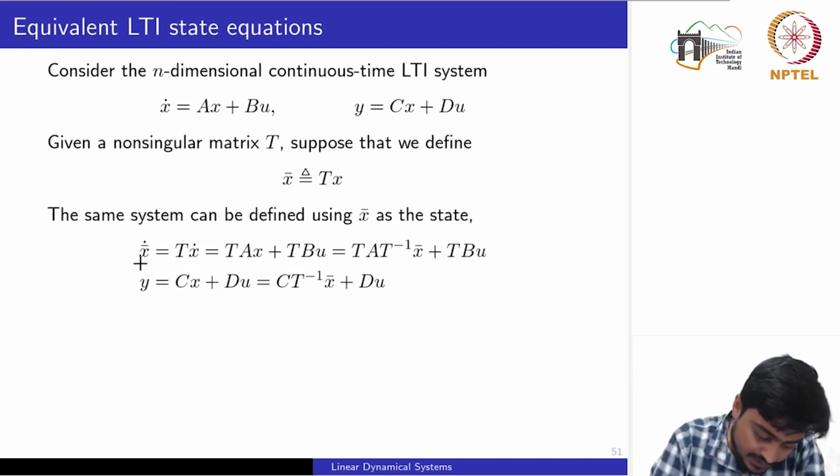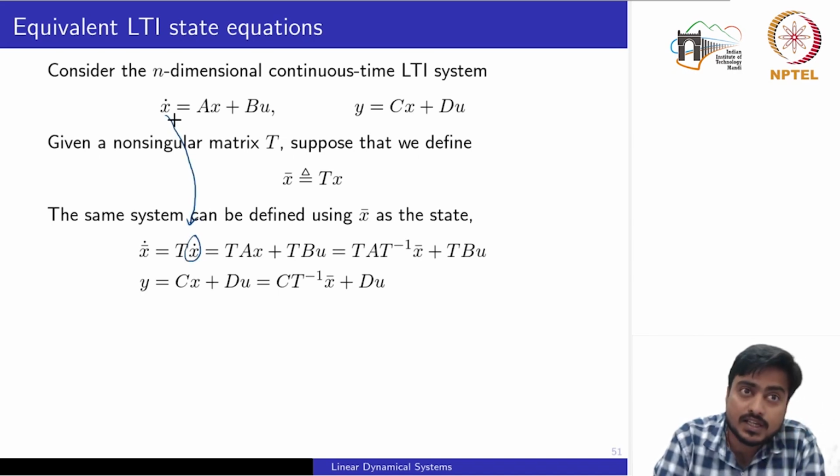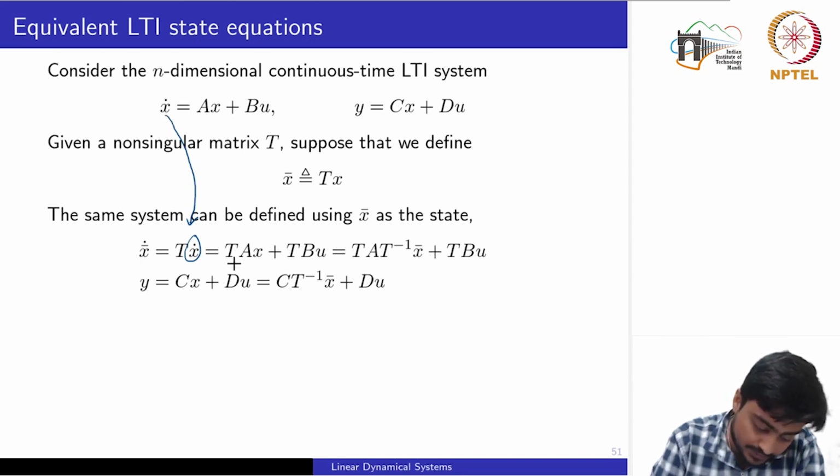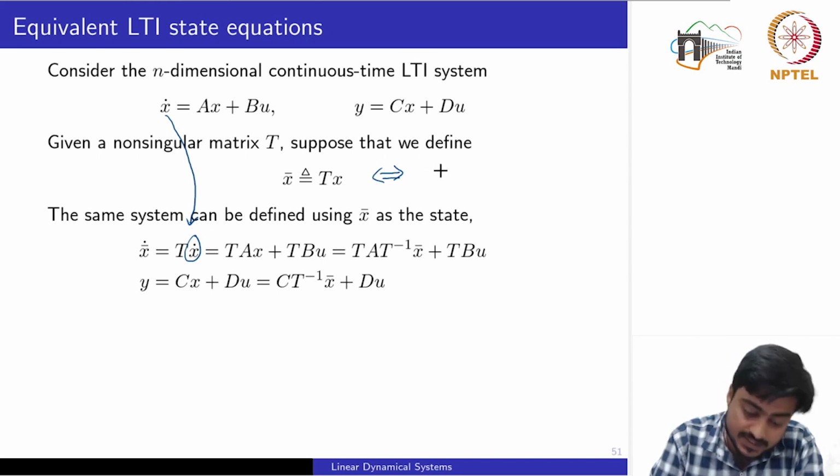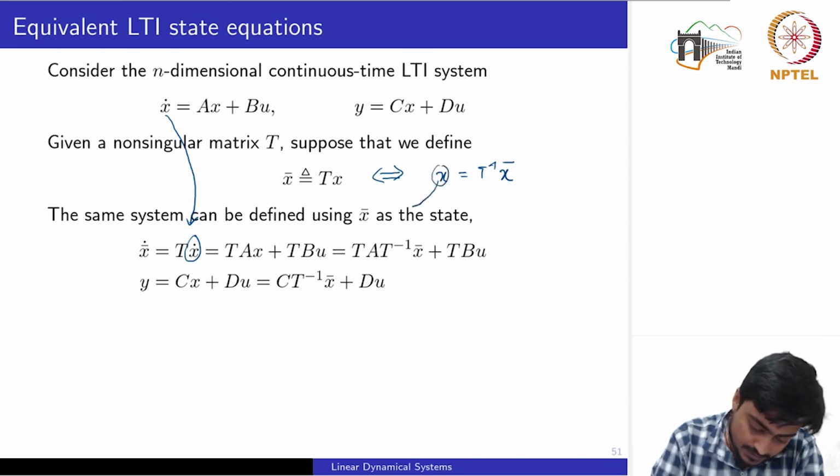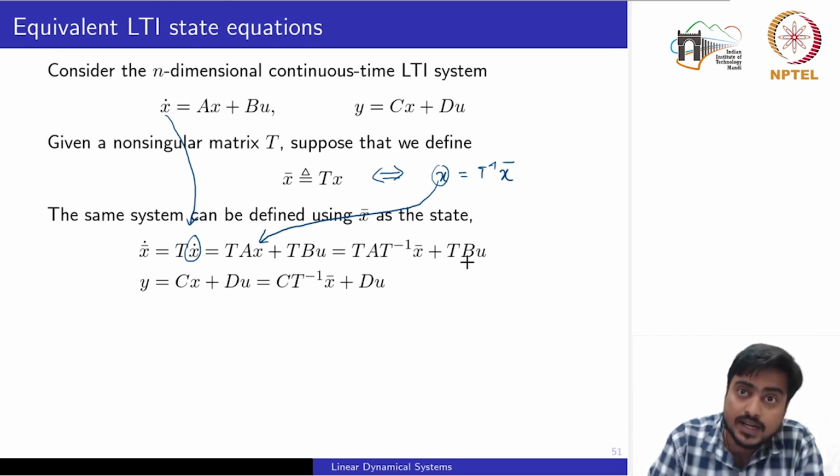Let's take the derivative of this. We would have x bar dot equal to T into x dot. Here x dot we replace by the original state equation, so we get TAx plus TBu. Now since T is non-singular, its inverse exists, and I can represent x equal to T inverse x bar. Substituting this x here, we get TAT inverse x bar plus TBu.